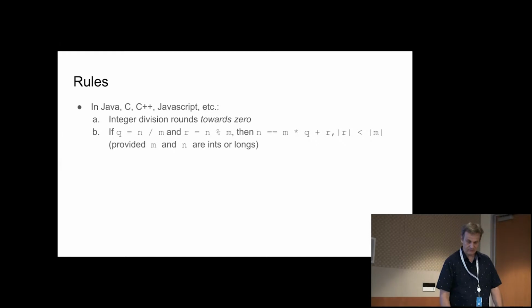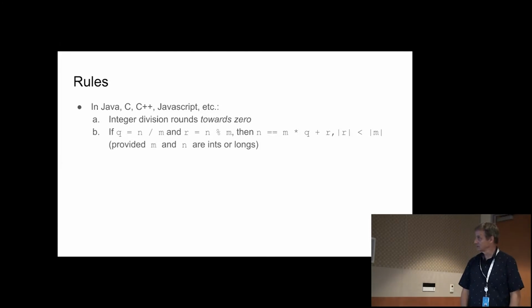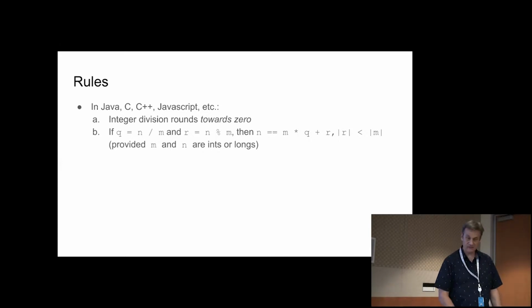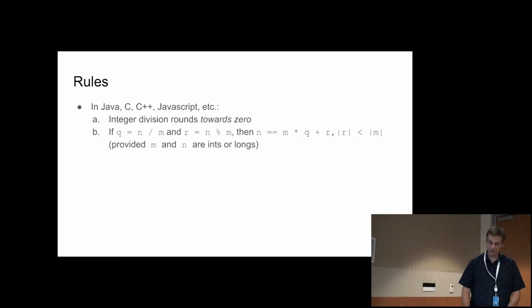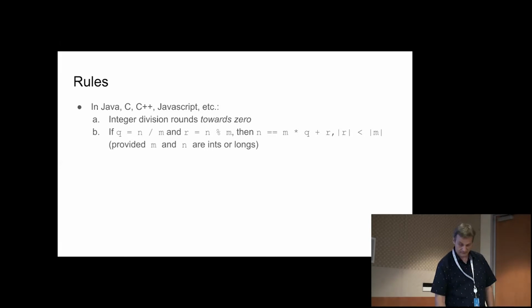And then we have this relationship, which is quite important. If you take the quotient and remainder, then those two are linked together by this equation on the right, which says that if you take the divisor times the quotient plus the remainder, you get the dividend, which is n. And the remainder is always less than the divisor, which is m, in absolute value.